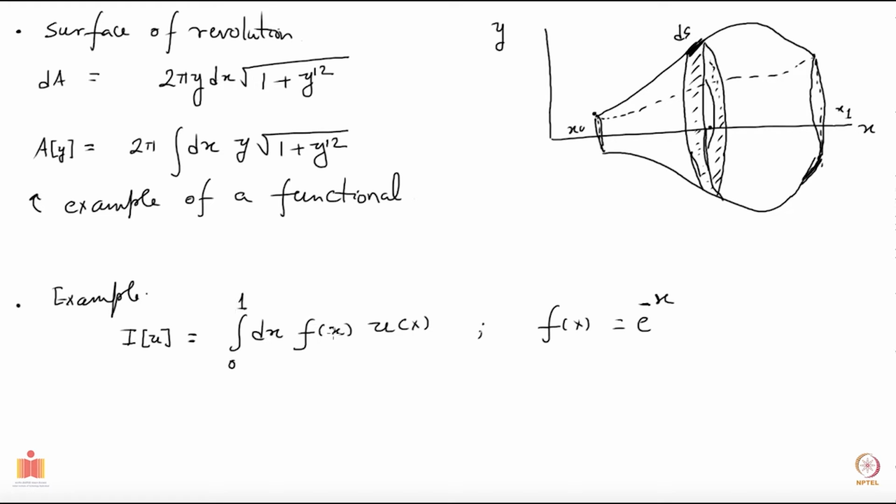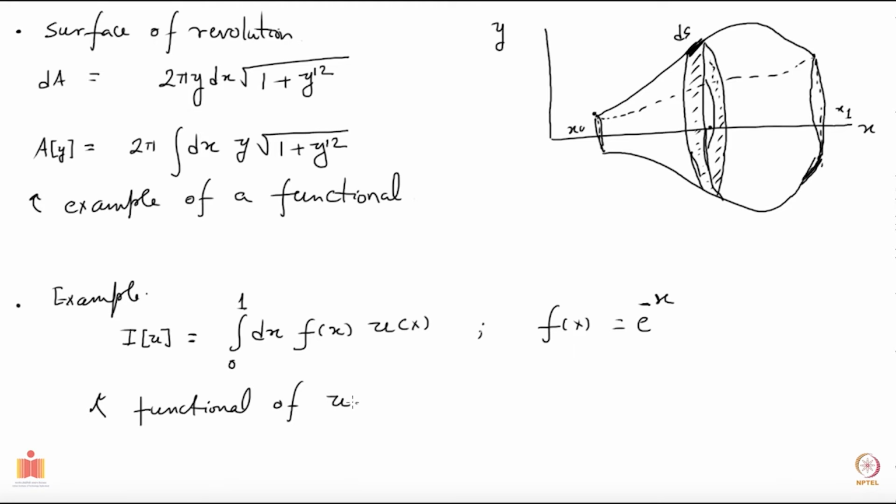So this function f is specified for you. As you change the function u of x, you get different values, and that's why the integral on the right hand side is a functional, a functional of the function u. With different choices of u, you get different values.